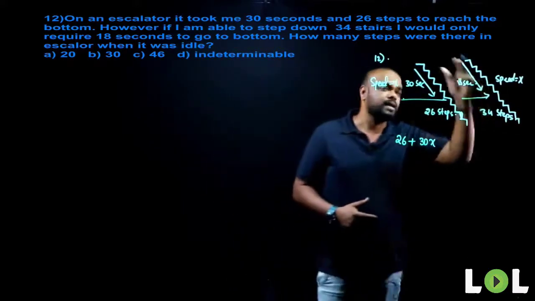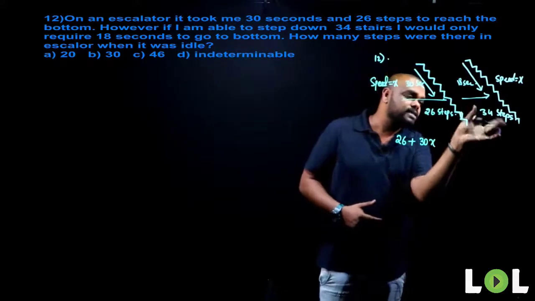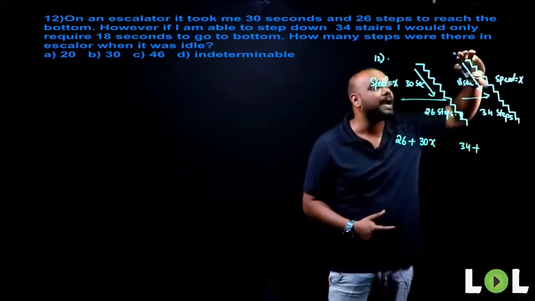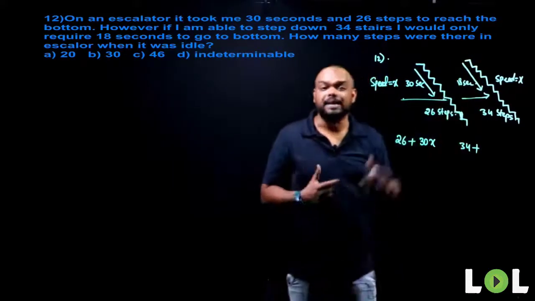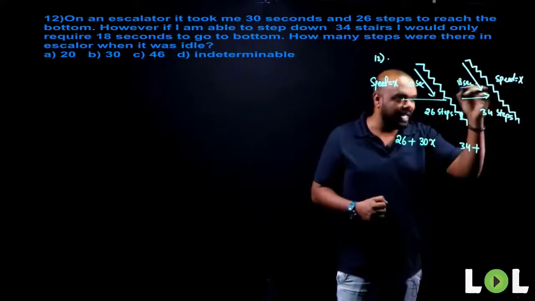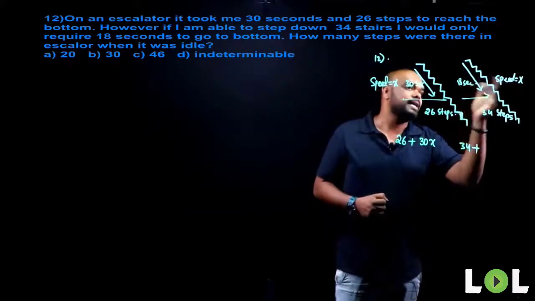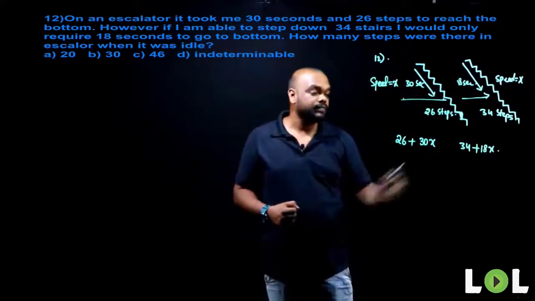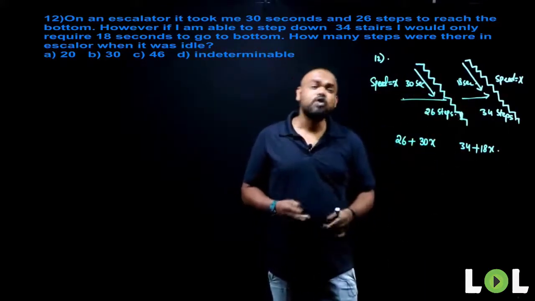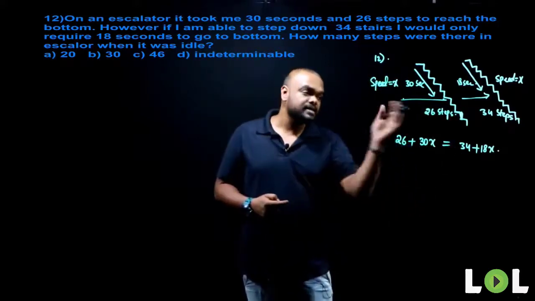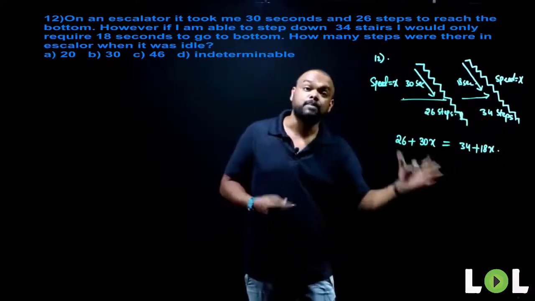Now what about this escalator? This part of the distance is 34 steps. He told us that. Plus this part of the distance, we calculated speed into time. Speed x, time 18, that is 18x. So this is the distance for this escalator. Well, we know that both are same escalators. It means the distances must be same.